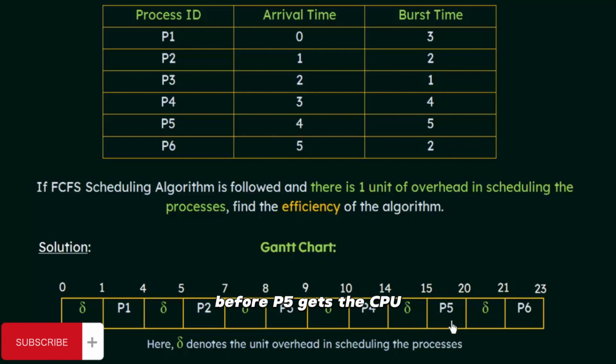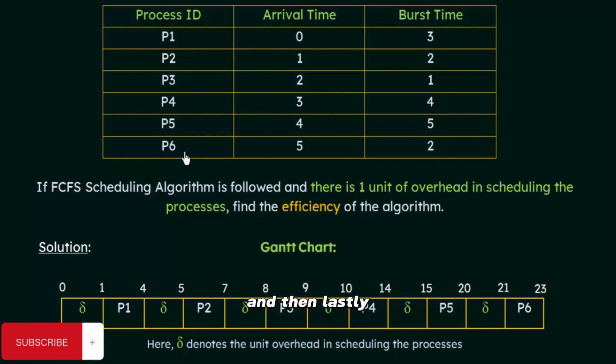Then again, before P5 gets the CPU, we have to wait for 1 unit of time. So it goes from 14 to 15. And P5 executes for 5 units of time. So from 15, 15 plus 5 is 20. So P5 uses the CPU up to the 20th unit of time. And then again, there is a delay of 1 unit of time. So 20 plus 1, 21.